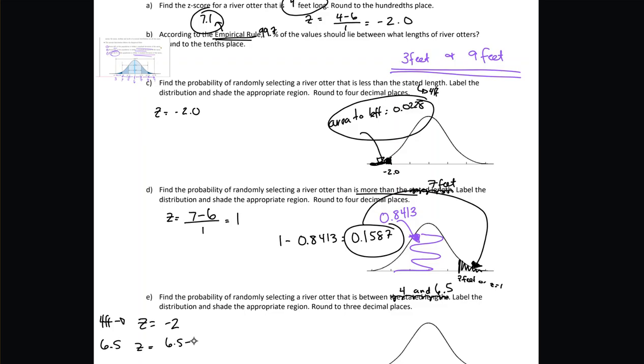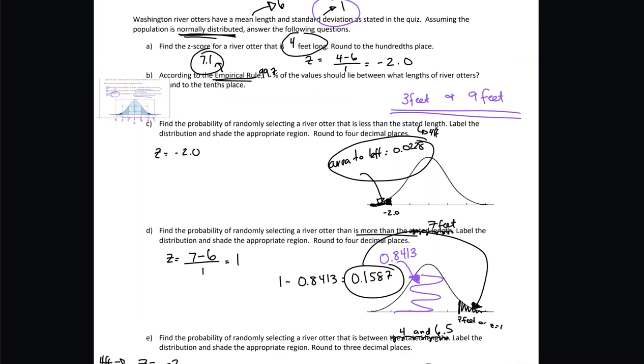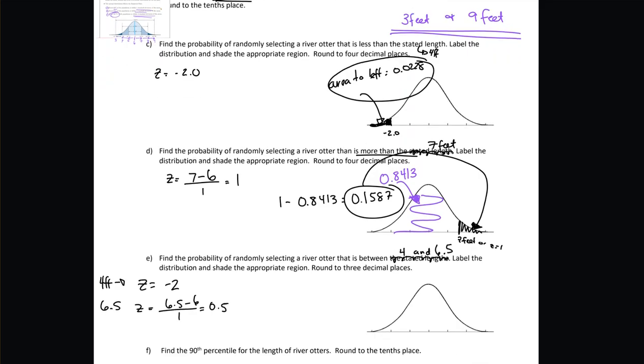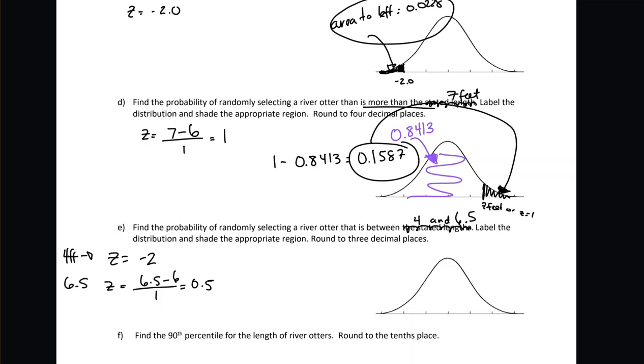6.5 minus the mean, which in this problem was 6, divided by a standard deviation of 1. That gives me a z-score of 0.5. And to find the area in between, remember, you always take the area that comes from the farthest right, so we'll find whatever area that is first, and then we'll subtract it from the area that comes from the farthest left.